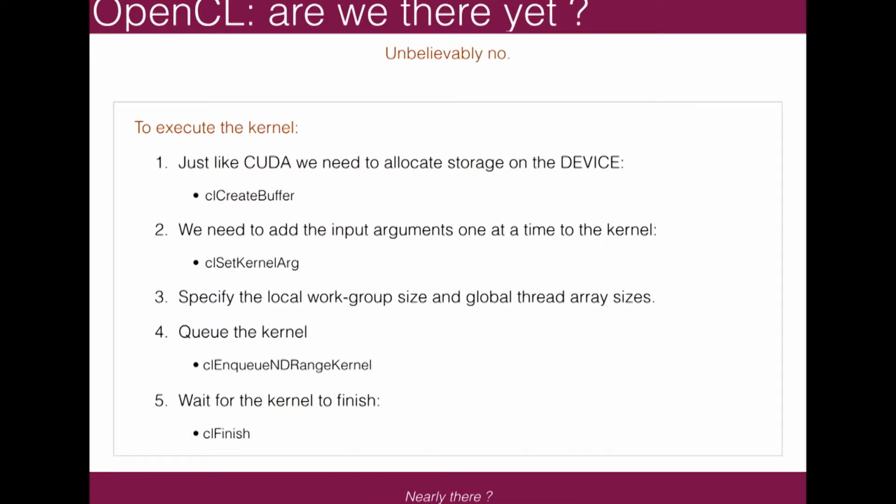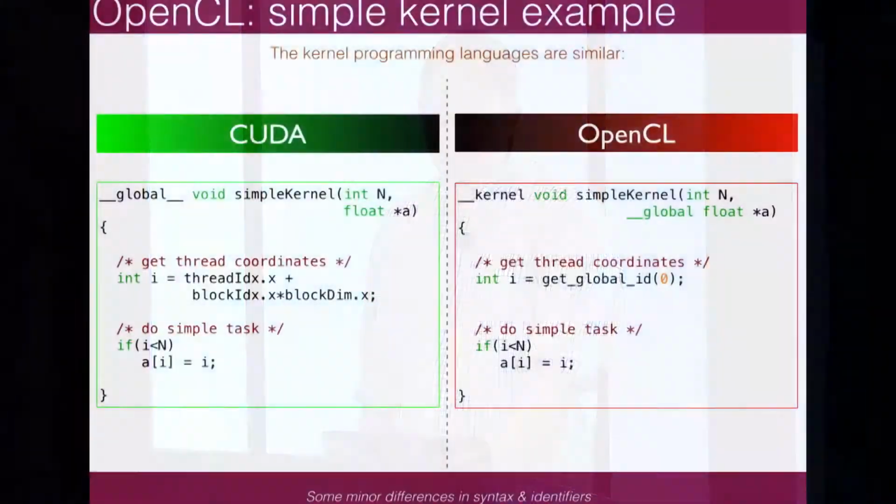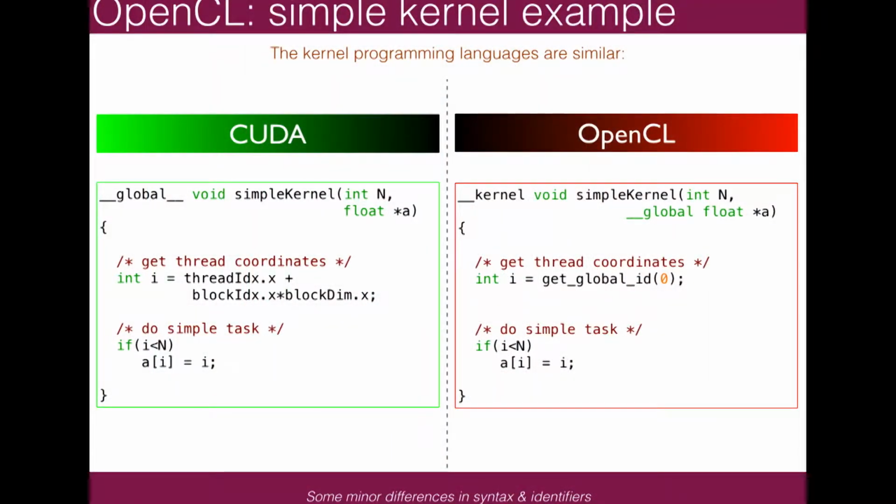To execute it, you need to create a buffer like you would use CUDA malloc, but you need to create a CL create buffer. You need to set the arguments because an OpenCL kernel is not a callable function. So you have to set the arguments one by one, and then you have to enqueue it. Okay, so if you compared the code, OpenCL is rather more verbose. The only thing that's simpler is that the kernel syntax is a little bit cleaner.